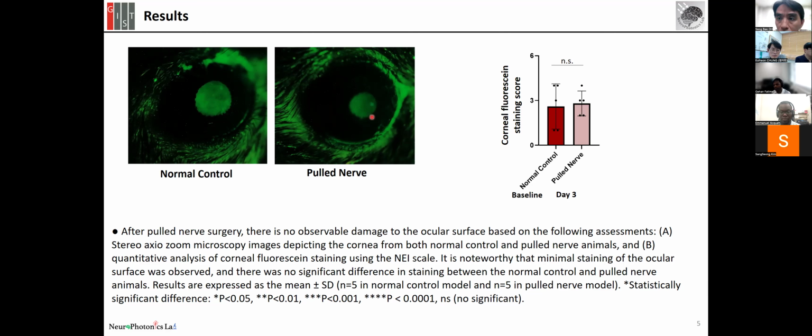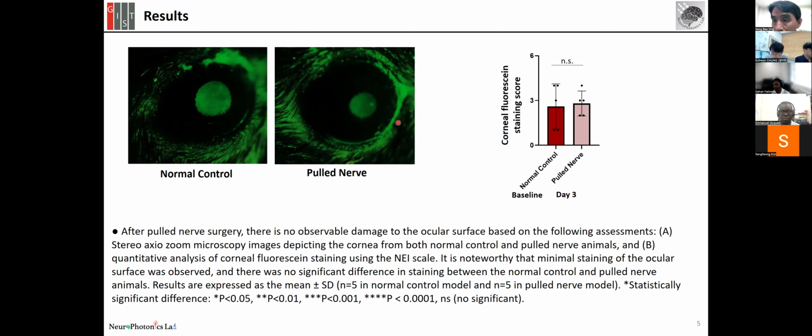But even if you pull the nerve, you don't see any change, even if you induce some injury to the nerve. There is some kind of pain in my behavioral activity. The mechanical sensitivity, the von Frey test, is increased, and the eye wiping test sensitivity, both chemical and mechanical, is increased after the surgery. But you don't see the fluorescence change at day 3. Yes, in corneal fluorescein staining, there is no significant activity.